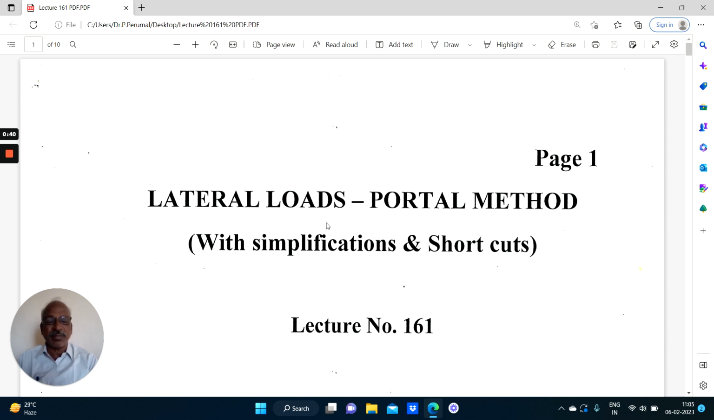And we are going to discuss the analysis. Actually, there are three methods. One is the portal method. The second one is the cantilever method. And the third one is the factor method. Right. And we are going to discuss the problem with the simplifications and also some shortcuts.